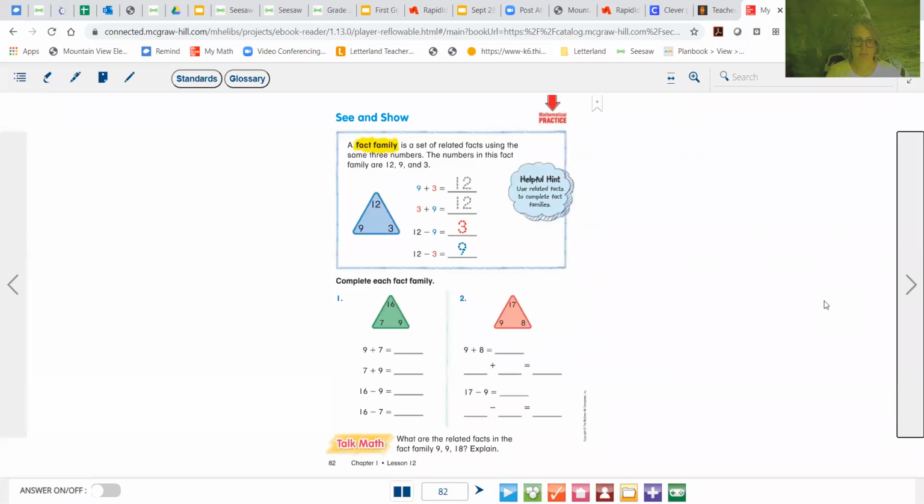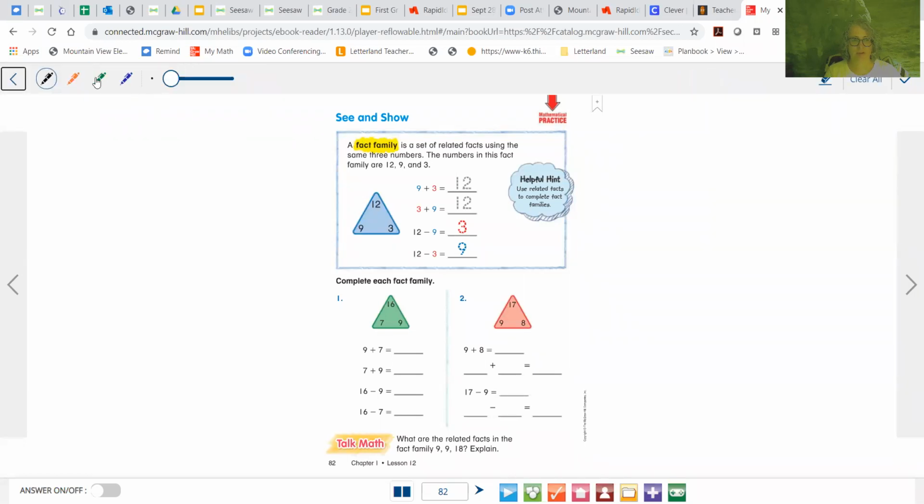Today in math, we're going to be looking at something we've already been talking about, but today's big focus is on fact families. And here in the See and Show, it tells us that a fact family is a set of related facts using the same three numbers. The numbers in this fact family are 12, 9, and 3. And those are the only three numbers that are used there.